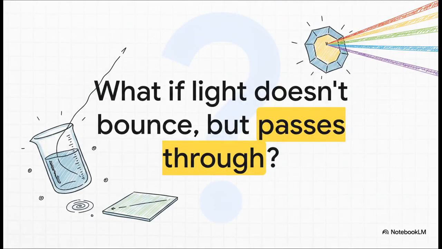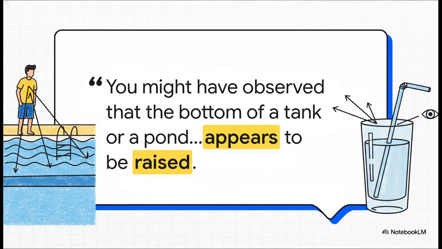But reflection is only half the story. See, light doesn't just bounce off things, it also travels through things, like water or glass. And when it does that, another strange thing happens. You've definitely seen this before. Think about looking into a swimming pool. The bottom always looks shallower than it really is, doesn't it? Or what about when you put a straw in a glass of water and it looks like it's broken right at the surface? That's not an illusion. It's a property of light itself.